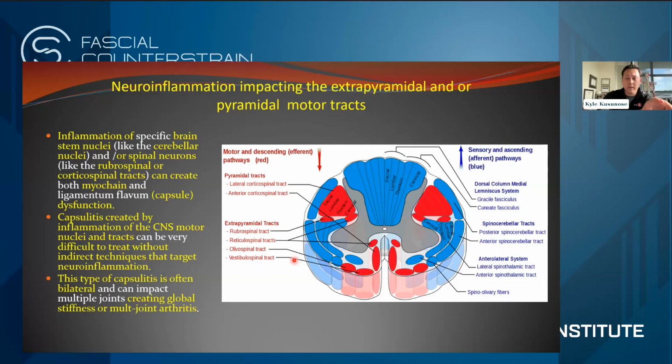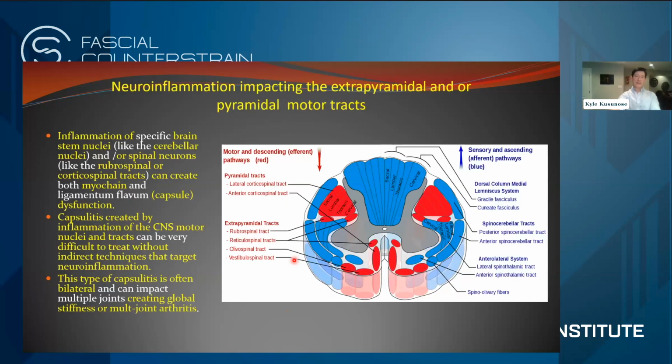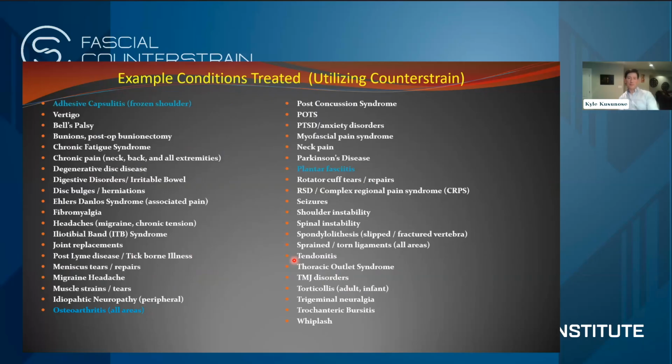I'm not sure how much of that you want to get into. No more. Yeah. But let's just say that if you see a presentation of somebody who doesn't just have fasciitis, doesn't just have capsulitis, everything is rigid, and it's on both sides, by the way. Those are the deeper spinal cord inflammation patients.